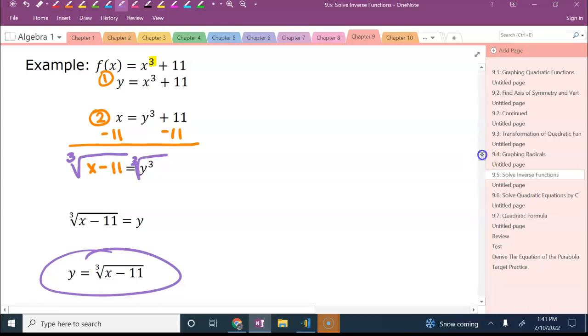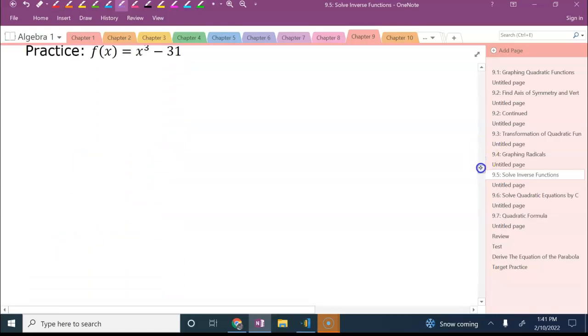So there are 2 examples, 2 practice problems here. This is the first one, and here's the second one. Go ahead and give those a try, and then keep watching to see how it got solved.